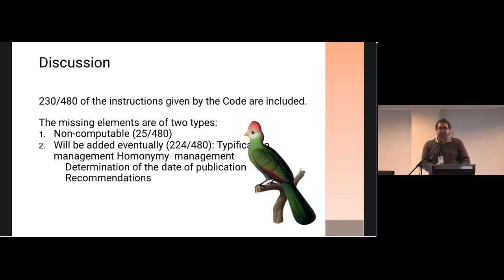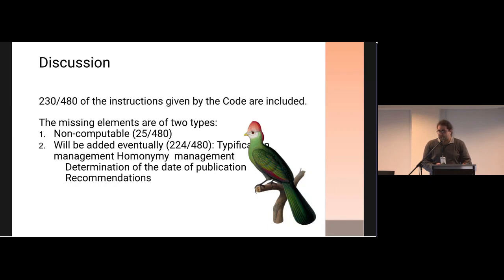So out of the 480 instructions given by the code, 230 of them are already fully included in Lognom. The missing elements are of 2 types. Some of them are non-computable because they rely on semantics and language issues and a lot of interpretation. So, for example, the concept of usage is really hard to compute or to make fully automatic. And some of them will eventually be added.